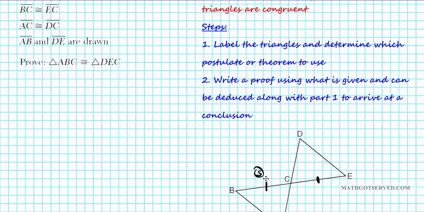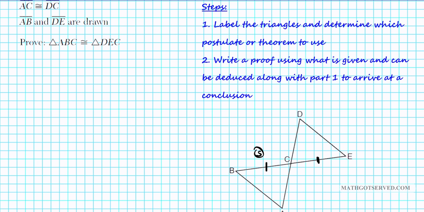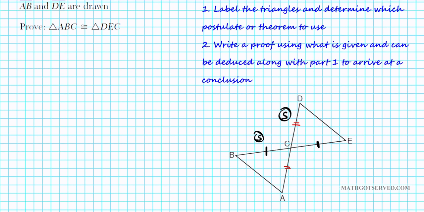Now, AC is congruent to DC. So let's go ahead and mark that on our triangle. AC is congruent to DC. That's another pair of sides that are congruent, so that counts as S. Now that's all the information we are given. What else can we deduce from these two triangles?